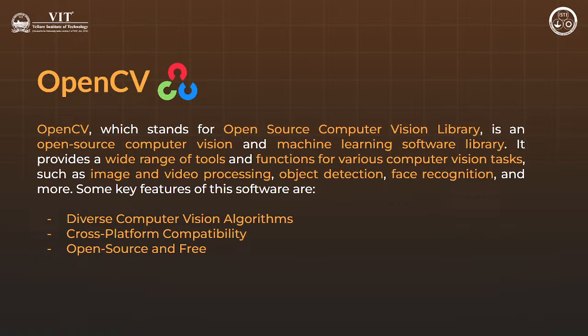OpenCV, which stands for Open Source Computer Vision Library, is an open source computer vision and machine learning software library which provides a wide range of tools and functions for various computer vision tasks, such as image and video processing, object detection, recognition, and much more. Some of the features of this software are its open source and free nature, the diverse number of computer vision algorithms that it provides, and cross platform compatibility.